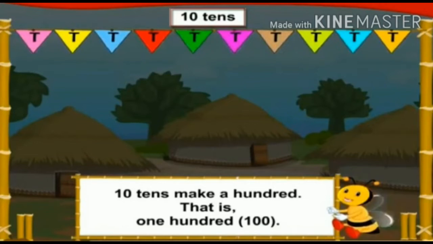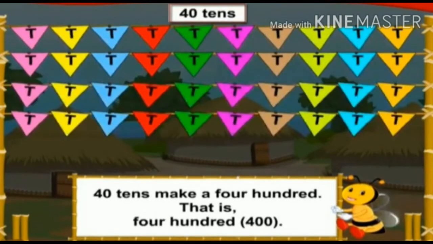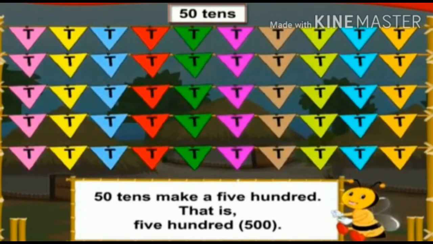10 tens make 100. That is 1 hundred. 20 tens make 200. That is 2 hundreds. 40 tens make 400. That is 4 hundreds. 50 tens make 500. That is 5 hundreds.